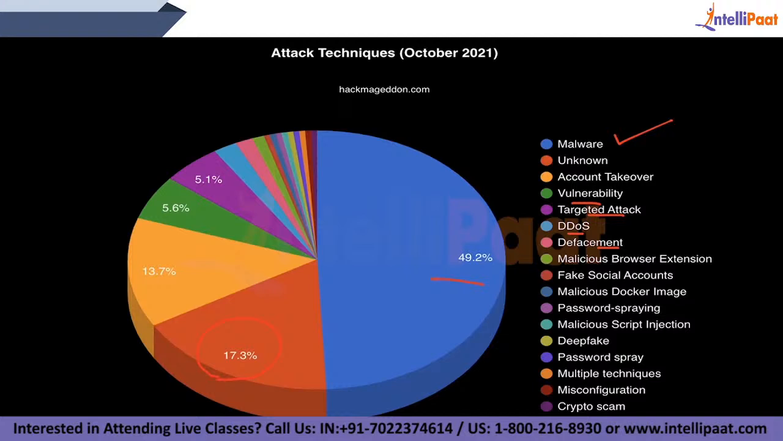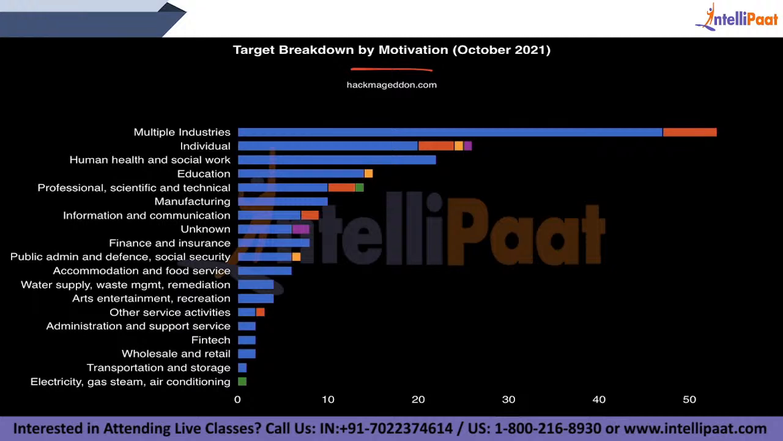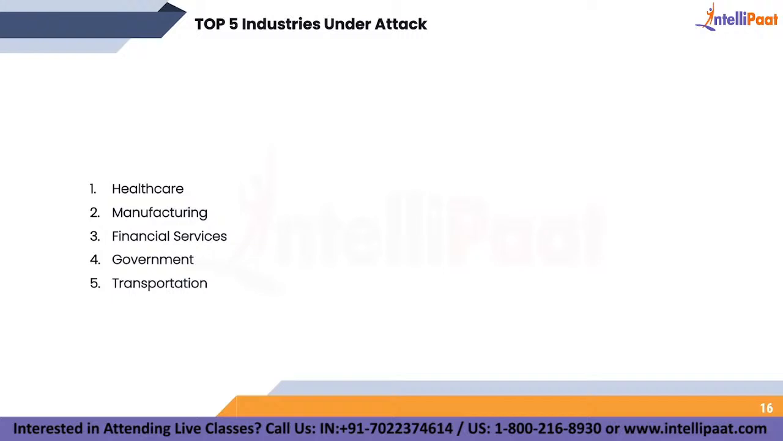So various different types of attacks and attack techniques take place. This is one of the biggest challenges that we have. Industry-wise, if you look at October, multiple industries have undergone attacks, like individuals, human health and social work, education, professional, scientific and technical, manufacturing, information, and communication, all put together. A major chunk goes to multiple industries across. These are the top industries which have undergone attacks, like healthcare, manufacturing, various other manufacturing industries, and financial services, government, and the transportation sector are the top victims of the last few months.